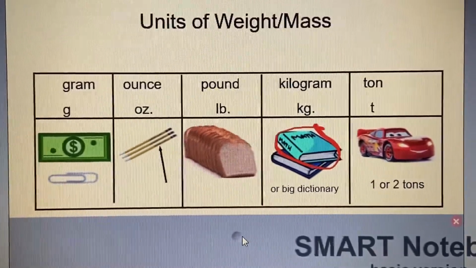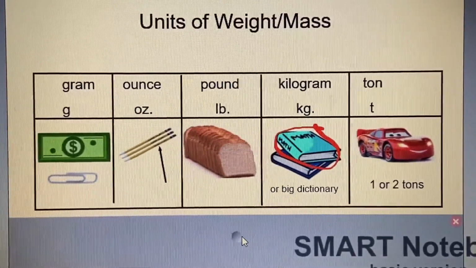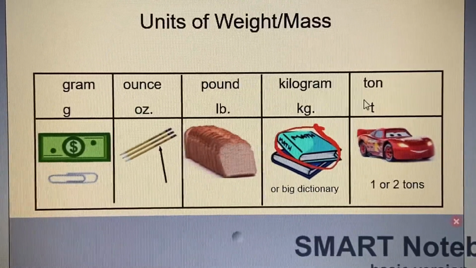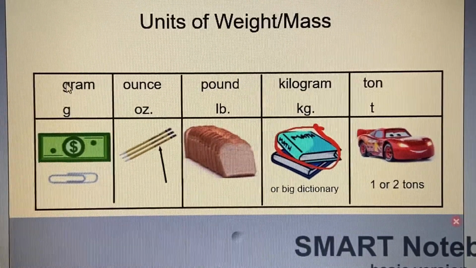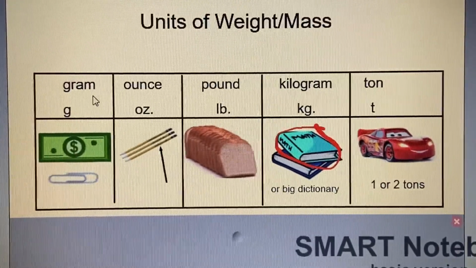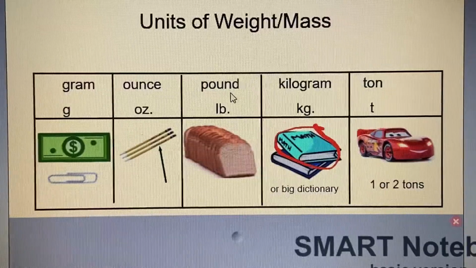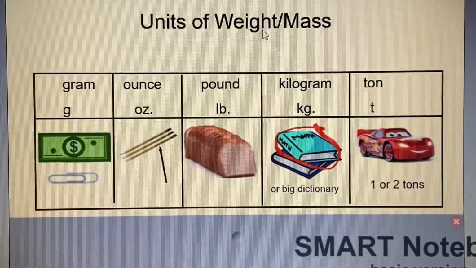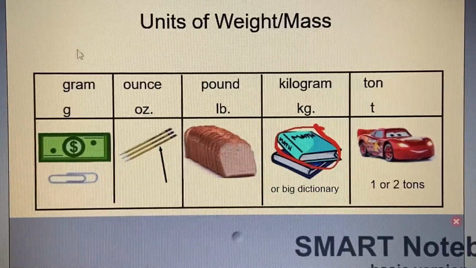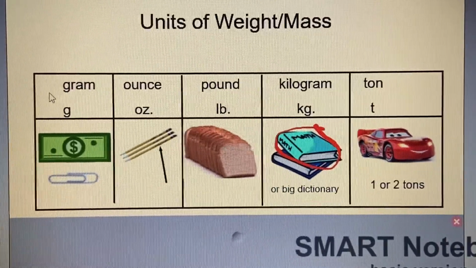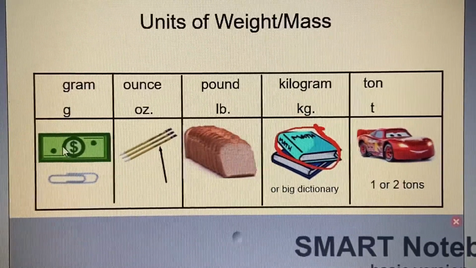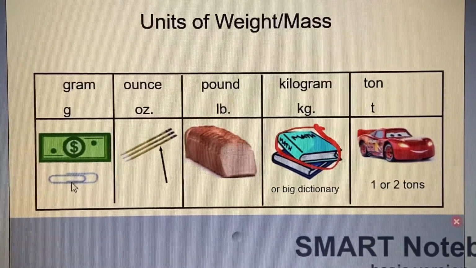So let's take a look at a few benchmarks for the units of weight or mass. On the top of the chart is the description of the units of measurement, and on the bottom are some examples. Gram, ounce, pound, kilogram, and ton are all units to measure weight or mass. So when we're talking about a gram, 1 gram, we're talking about the weight or the mass of a dollar bill or a paper clip.